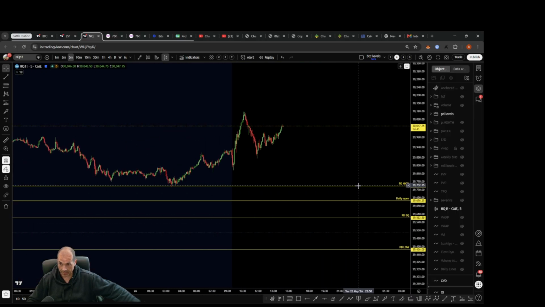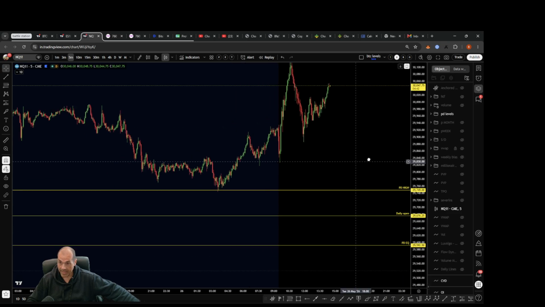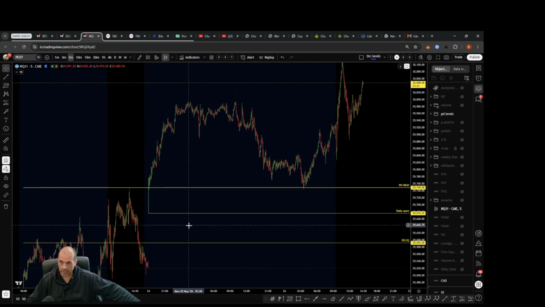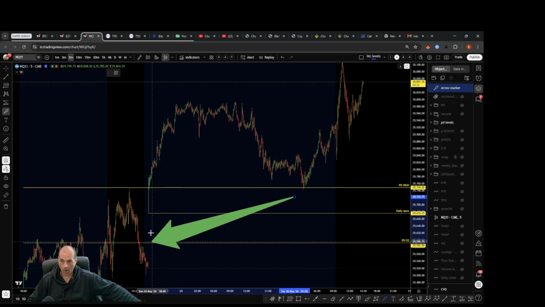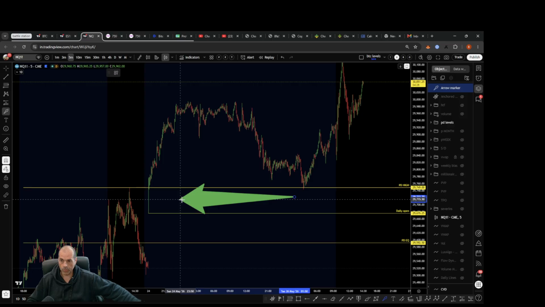Let's see if there was something on a micro level. I really liked this level. We did get into this gap, right? And always when you're longing, you really always want to look left, right? You don't want to long into a void. You want to long into a support, right?